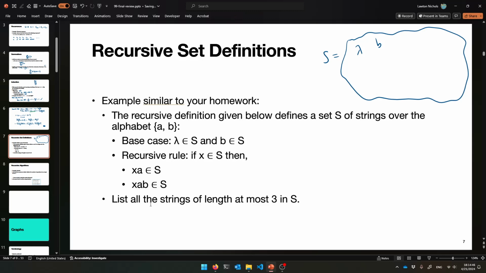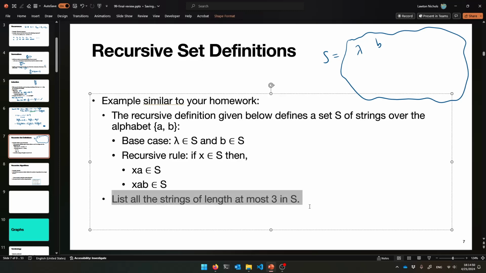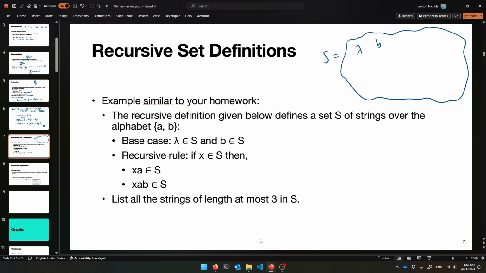Okay, so our goal is, this is an infinite set after all, but let's list all the strings of size at least 3, or sorry, at most 3, all the way up to 3 in S. Okay, so let's do that. And so we're going to run this rule a bunch of times, and we'll figure it out together.